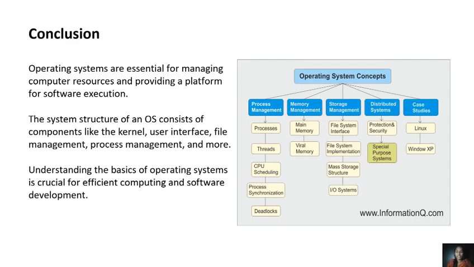Conclusion. Let's see the conclusion. Operating systems are essential for managing computer resources and providing a platform for software execution. The system structure of an OS consists of components like the kernel, user interface, file management, process management, and more. Understanding the basics of operating systems is crucial for efficient computing and software development.